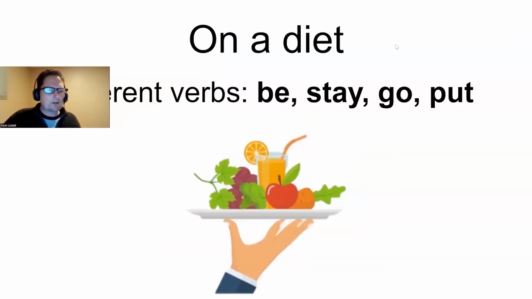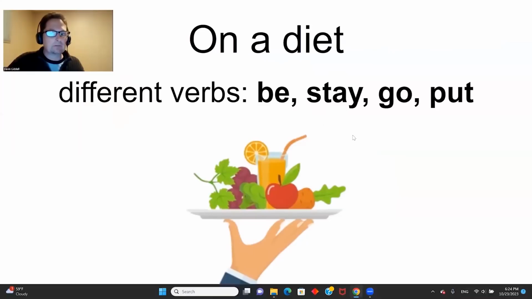So remember, when you use on a diet, we have different verbs. Different verbs like be, stay, go, and put. But they're all different. Remember, be is the condition. I am on a diet. He is on a diet. Let's practice. Are you on a diet? Very good. And stay is to remain, continue. We say stay on your diet. Remember, use possessive, not stay on a diet, but stay on your diet. Stay on my diet.